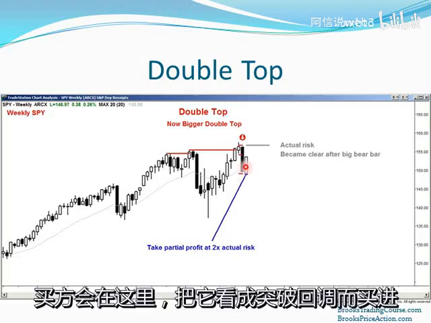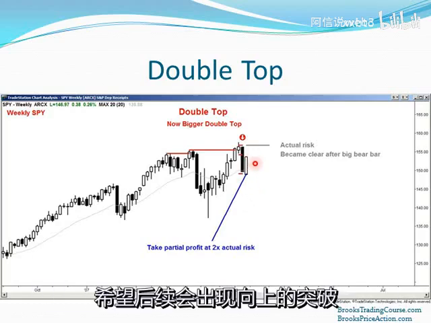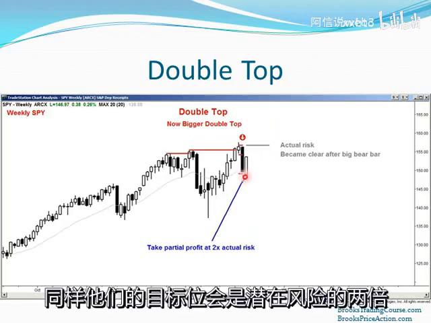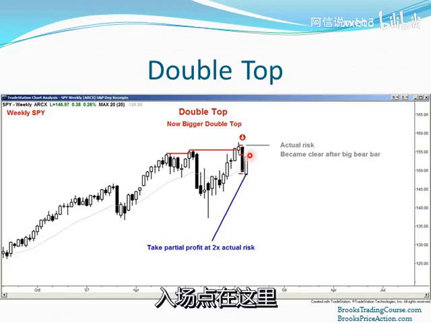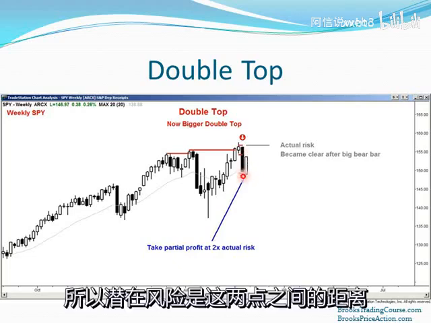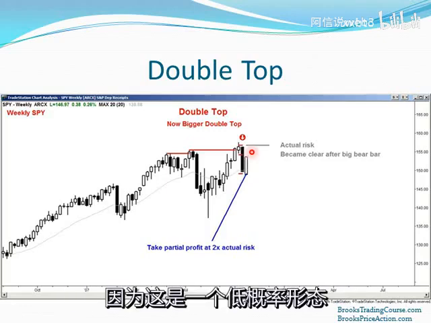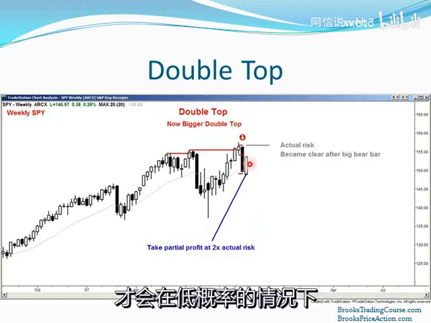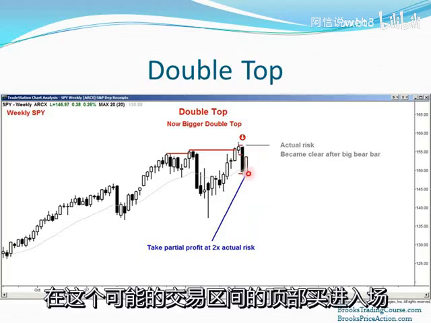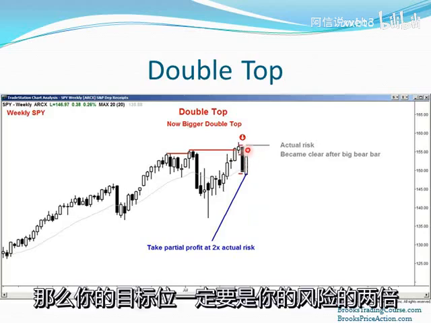The bulls, they'll buy this as a breakout pullback buy, hoping for an upside breakout, and they'll want to go for a reward equal to twice their risk. The risk is below the signal bar. Their entry price is here, so the risk is from here to here. And since it's a low probability trade, they need twice their risk to be an adequate profit to offset the low probability of buying at the top of a trading range. So if you take this buy, you have to go for a reward twice your risk.